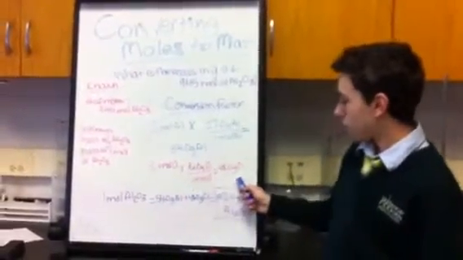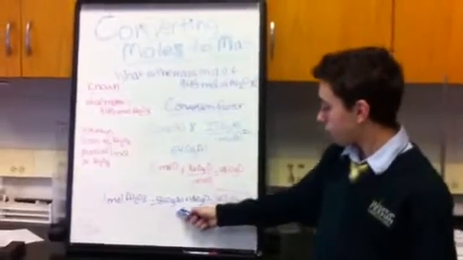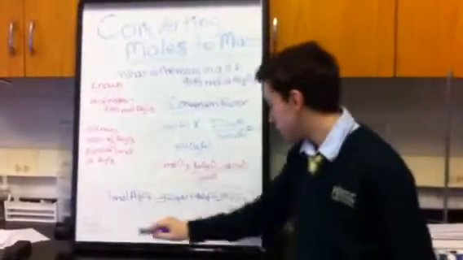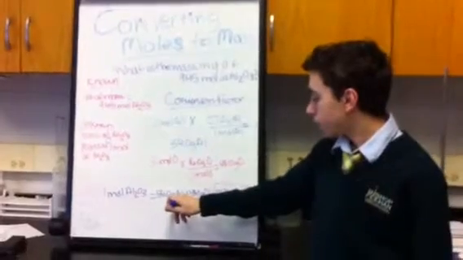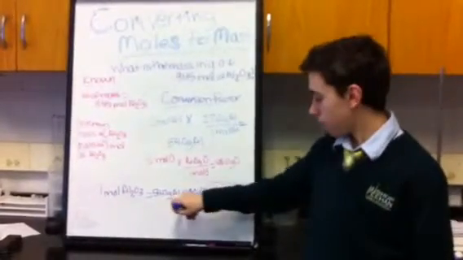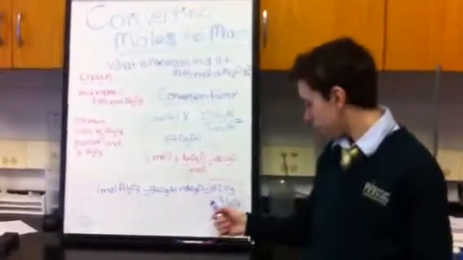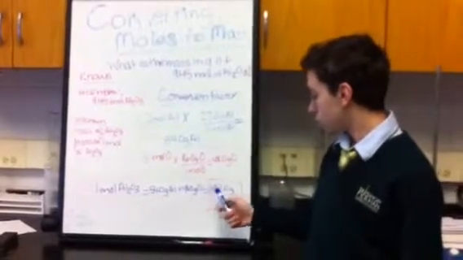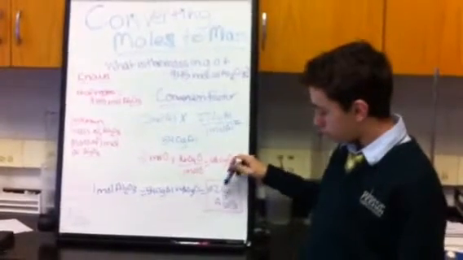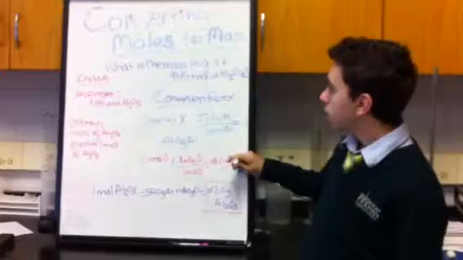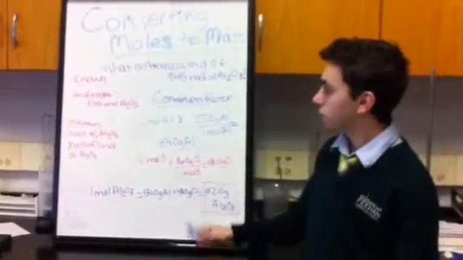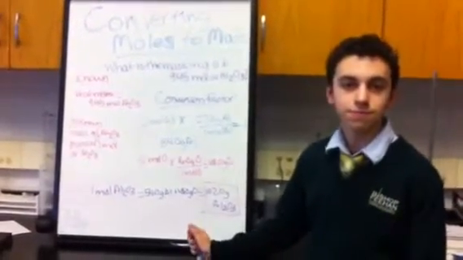And then the last step is just adding the mass of aluminum and the mass of oxygen together, and you get 102.0 grams of aluminum oxide. So that's how you convert moles to mass.